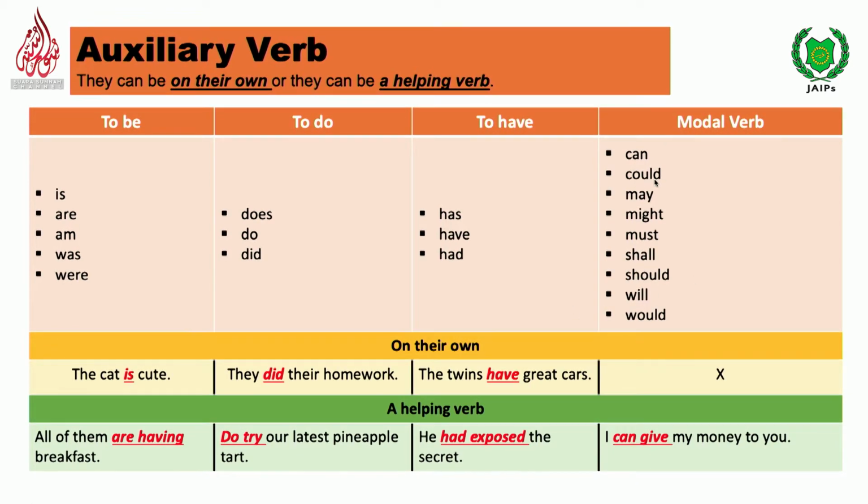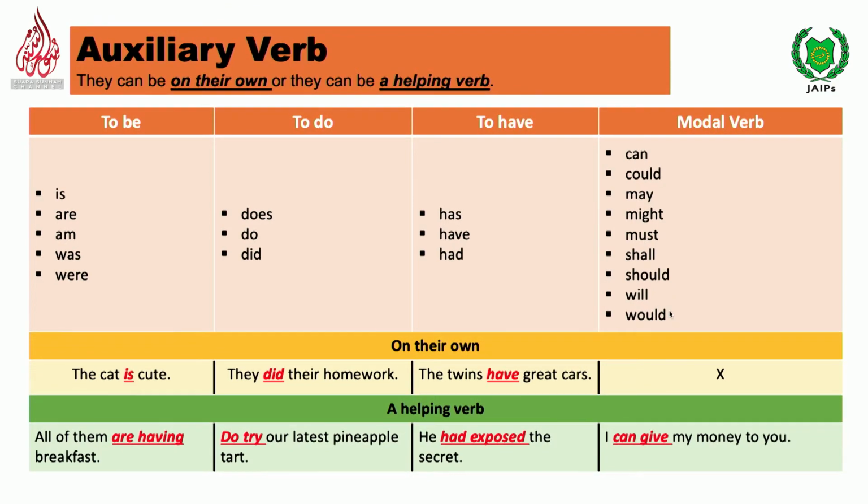Auxiliary verbs, as you can see, we have verb to be, verb to do, verb to have, and modal verb. So we are going to go one by one. For verb to be, we have is, are, am, was, and were. I'm pretty sure you are familiar with it already. You learn this from the first day you learn English. And then you have verb to do, which is does, do, and did. And then verb to have, has, have, and had. And the last one is modal verb: can, could, may, might, must, shall, should, will, and would.